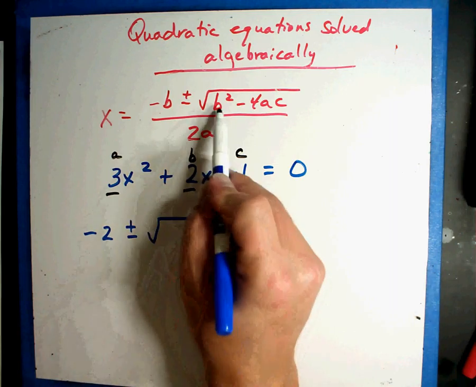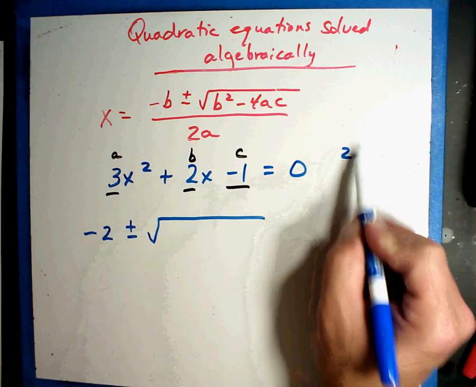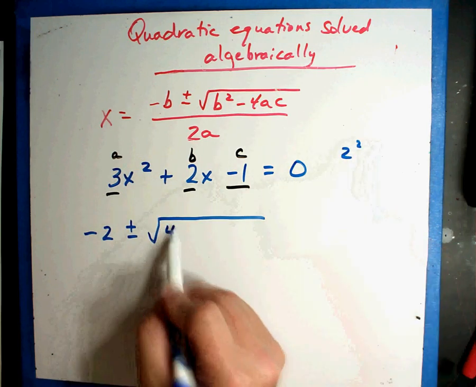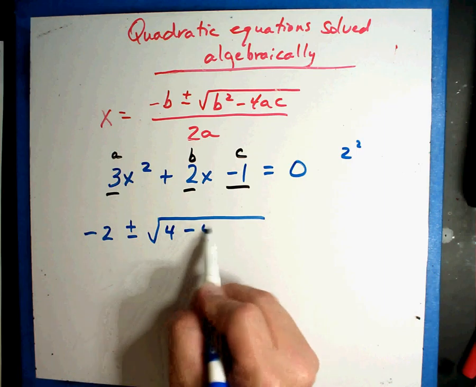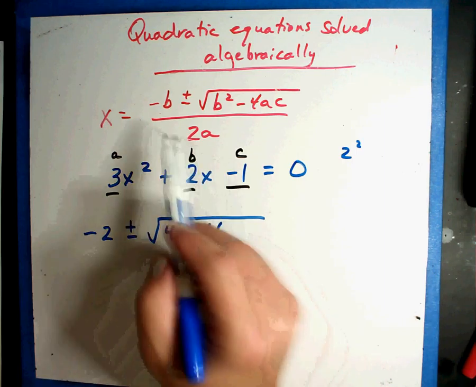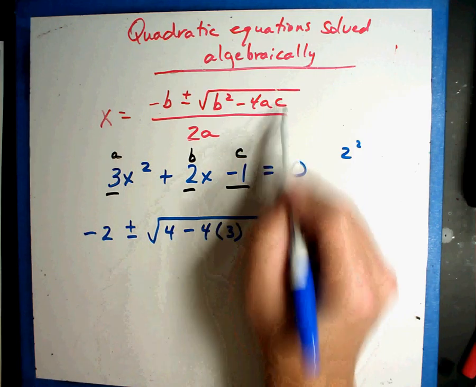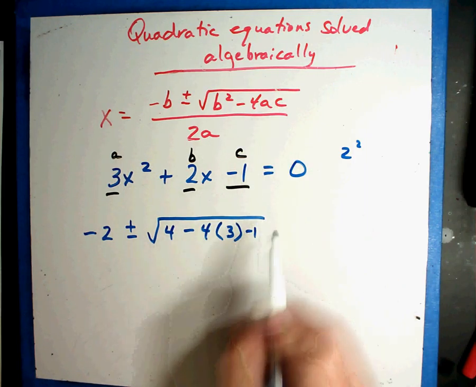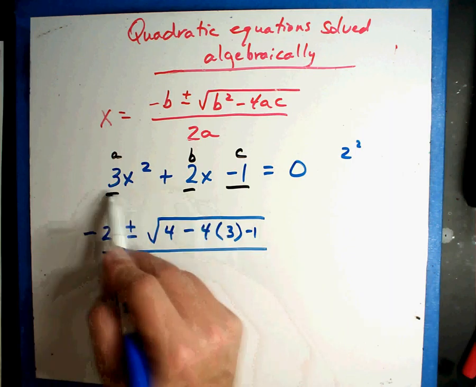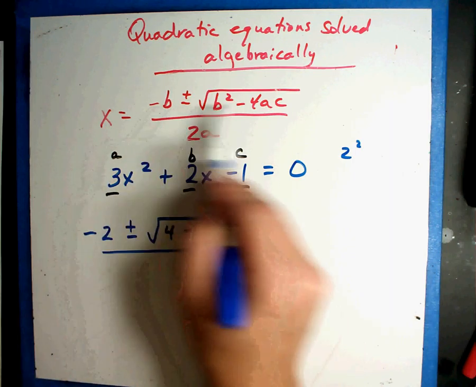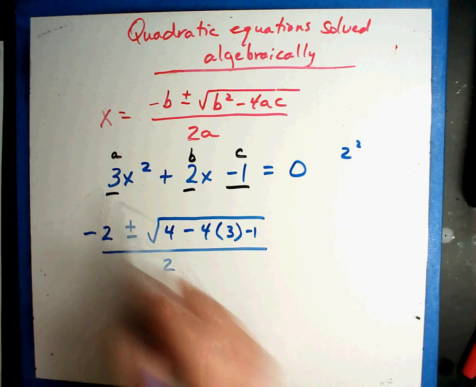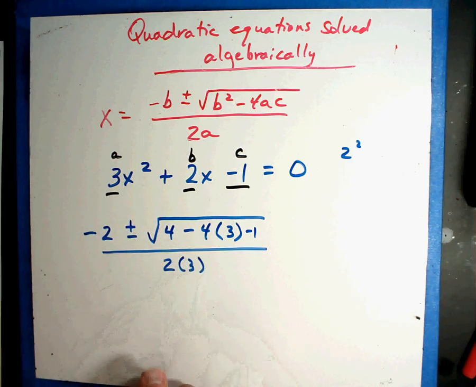Square root of B squared. Well, B squared, so 2 squared. 2 times 2 is 4. Minus 4 times A is 3. Times C is -1. Now again, all I'm doing is plugging in the numbers from this formula into this equation over 2 times A. So I've got numbers everywhere. Let's see what we get.